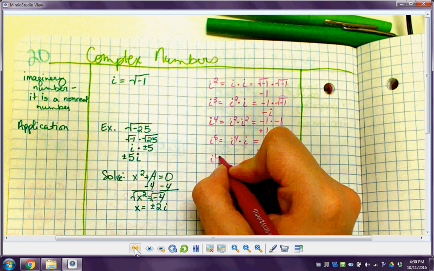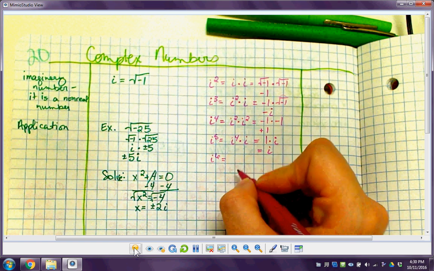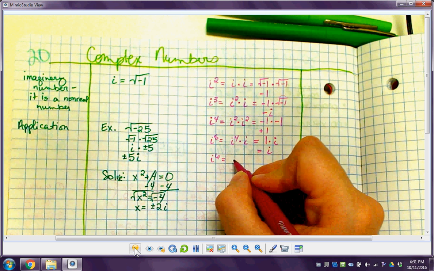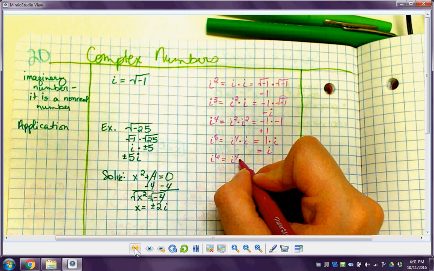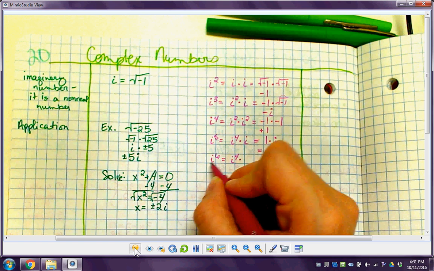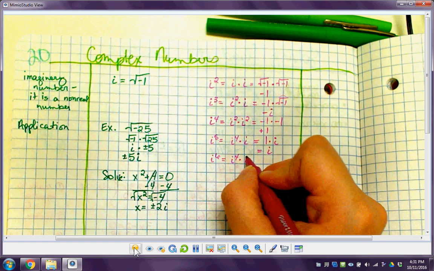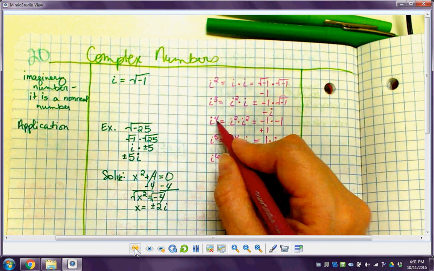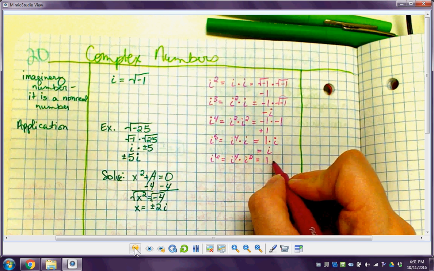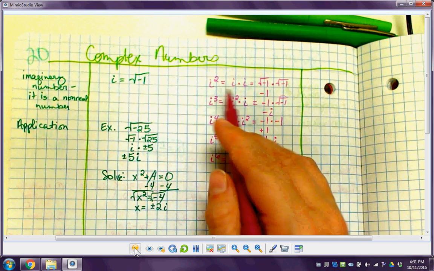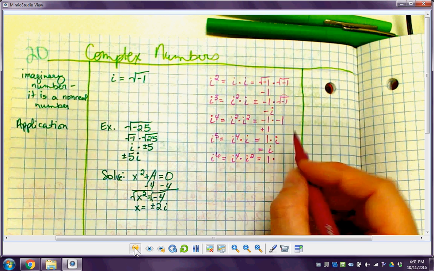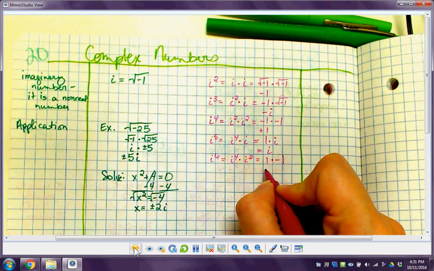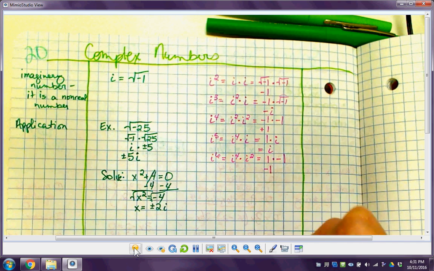Let's look at i to the 6th. Again, it's going to be easiest to use this i to the 4th. How many more i's do I need to get i to the 6th? Well, 2. What is i to the 4th? 1. Let's go up here. What is i squared? -1. So what is 1 times -1? -1.